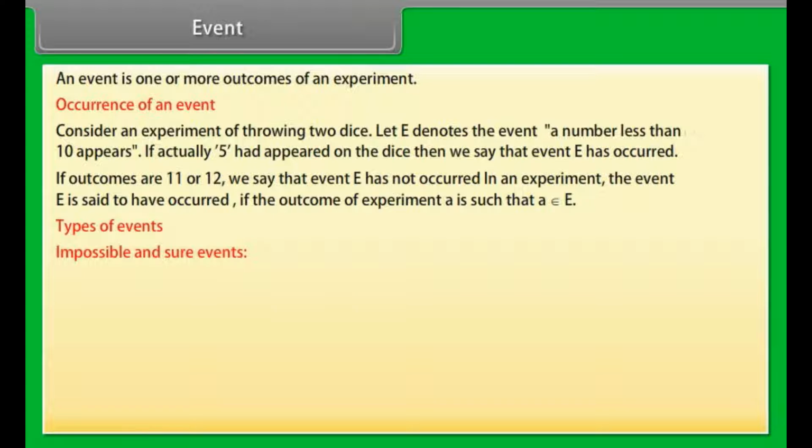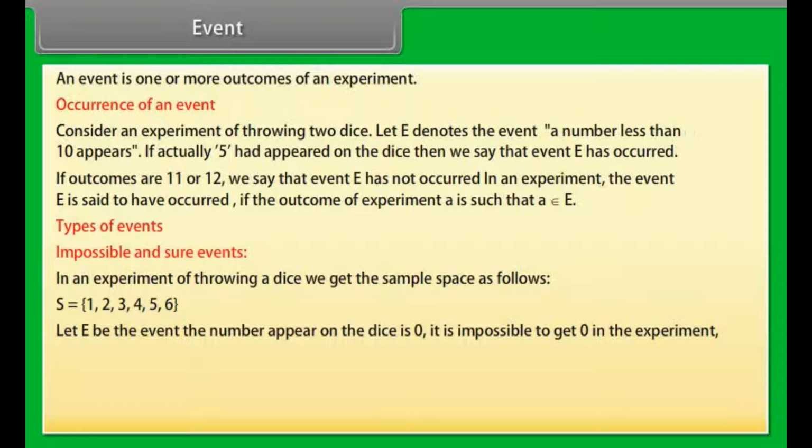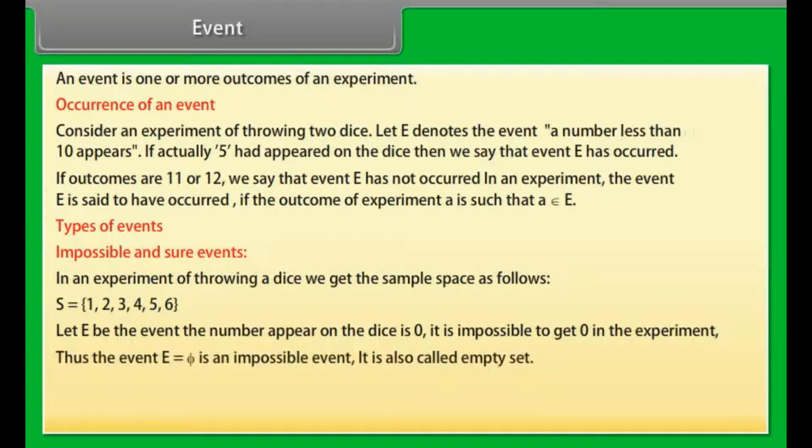Types of events. Impossible and sure events. To understand it, let's take an example. In an experiment of throwing a dice, we get the sample space as follows. S is equal to {1, 2, 3, 4, 5, 6}. Let E be the event that the number appearing on the dice is 0. It is impossible to get 0 in the experiment. Thus, the event E equal to phi is an impossible event. It is also called the empty set.